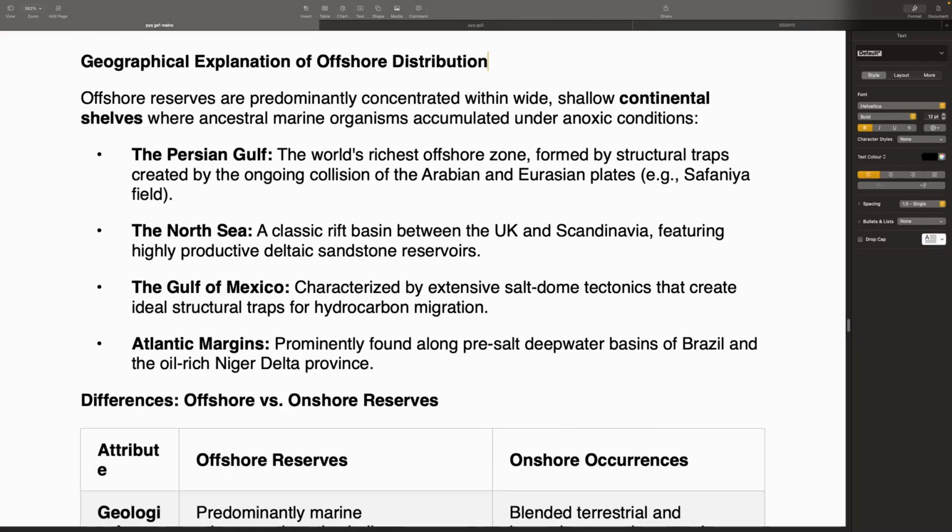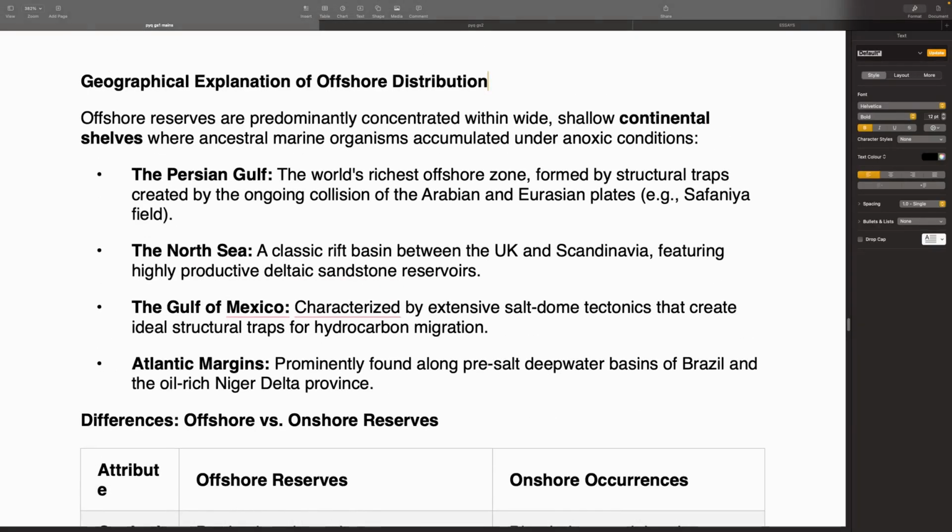Geographical explanation of offshore distribution. Offshore reserves are predominantly concentrated within wide, shallow continental shelves where ancestral marine organisms accumulated under anoxic conditions. The Persian Gulf, the world's richest offshore zone, formed by structural traps created by the ongoing collision of the Arabian and Eurasian plates. Example, Safaniya Field.